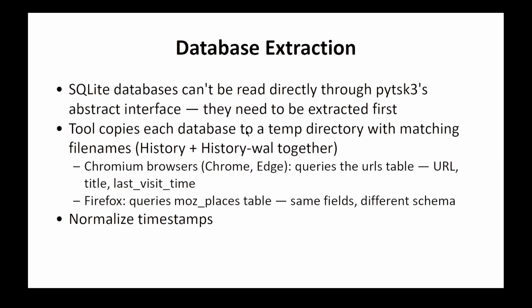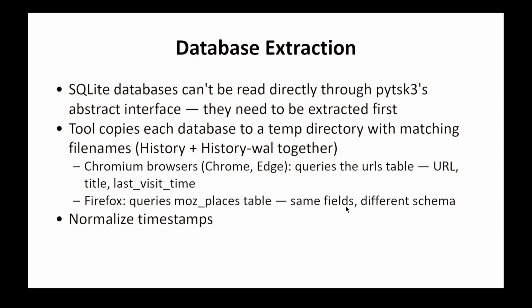For Chromium-based browsers, Chrome and Edge, the tool queries the URLs table, pulling the URL, page title, and the last visit time, while for Firefox, it queries the moz_places table. Same fields, just different schemas.